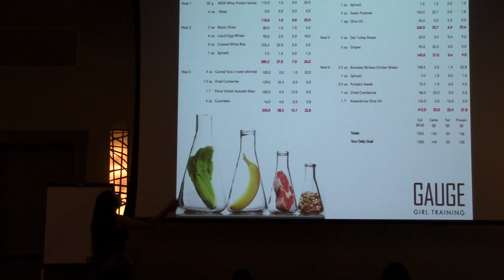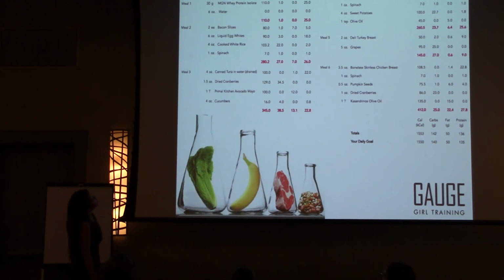And I tried to put it all up on here as an example of what I would feed Jane in a day. So, meal number 1, this is her post-workout meal. Meal number 2, this is her breakfast. Meal number 3, this is like a snack. Meal number 4, another meal. Meal 5, this is another snack. Meal 6, this is her dinner. So this is an example of what she would eat in a day.